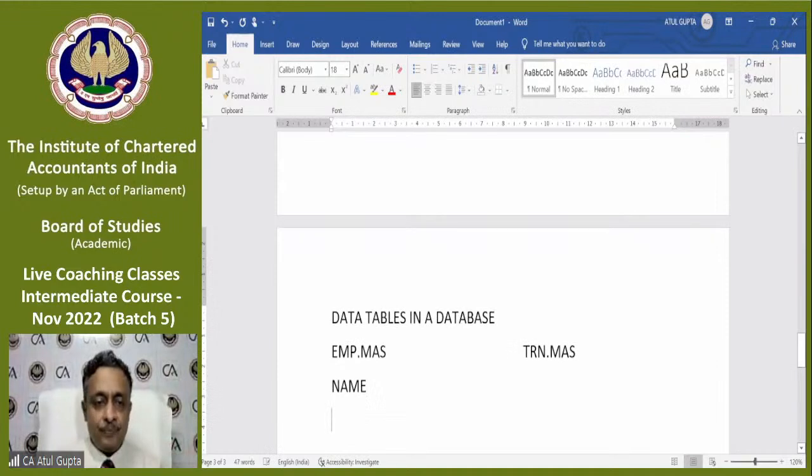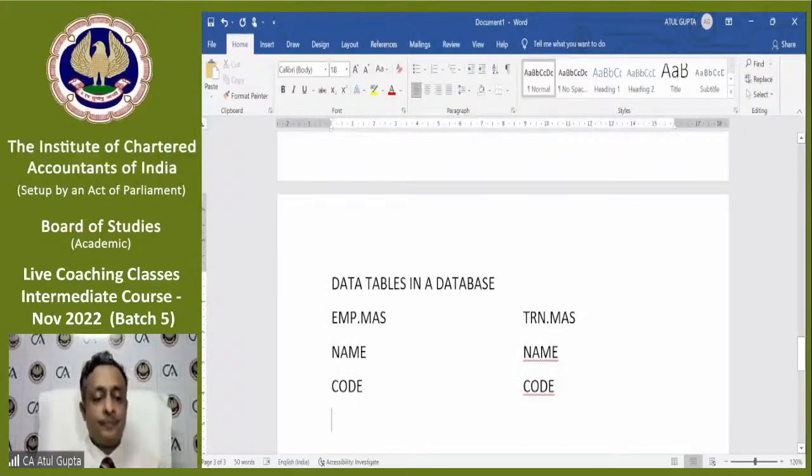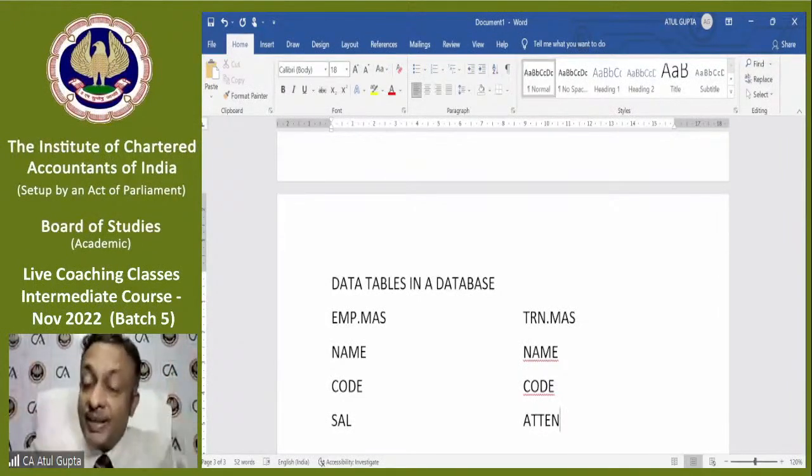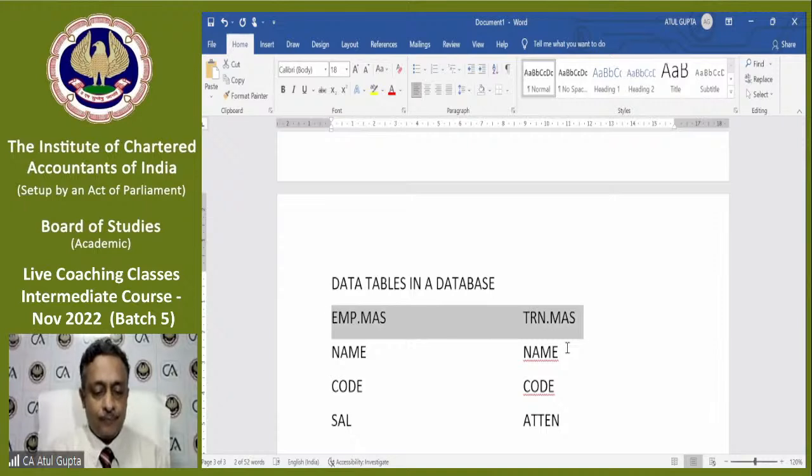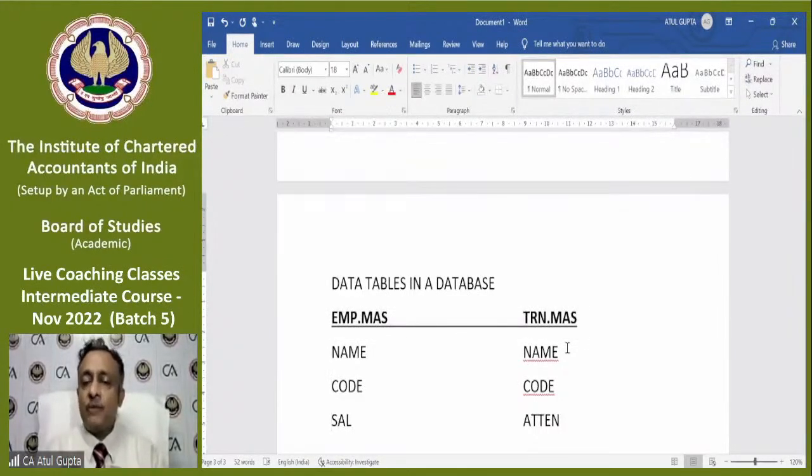The fields are name, the fields are code, then salary, we want to keep it easy, attendance. Now see, these are two data tables. Let us see how a relational database is working. So this will create the concept in your mind. In employee master, you have the code, the name of the employee, and the salary of the employee. And in transaction master, you have name, code, and attendance.